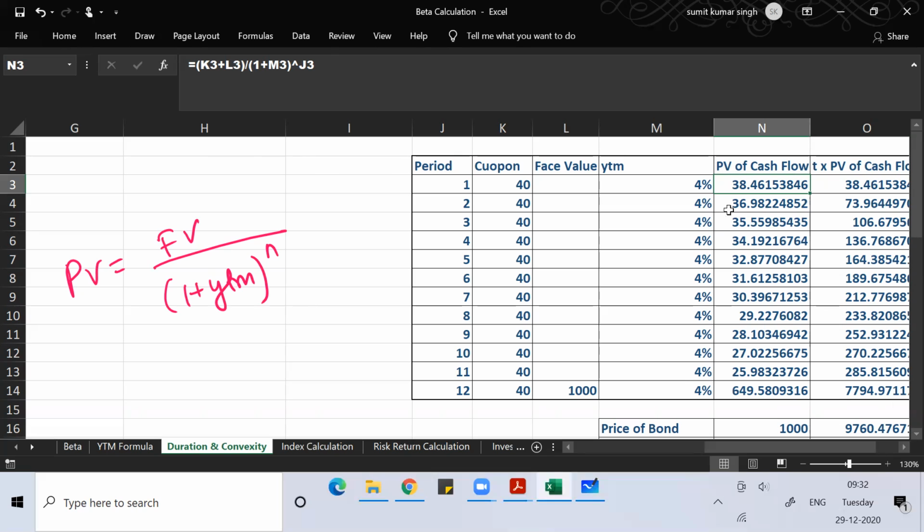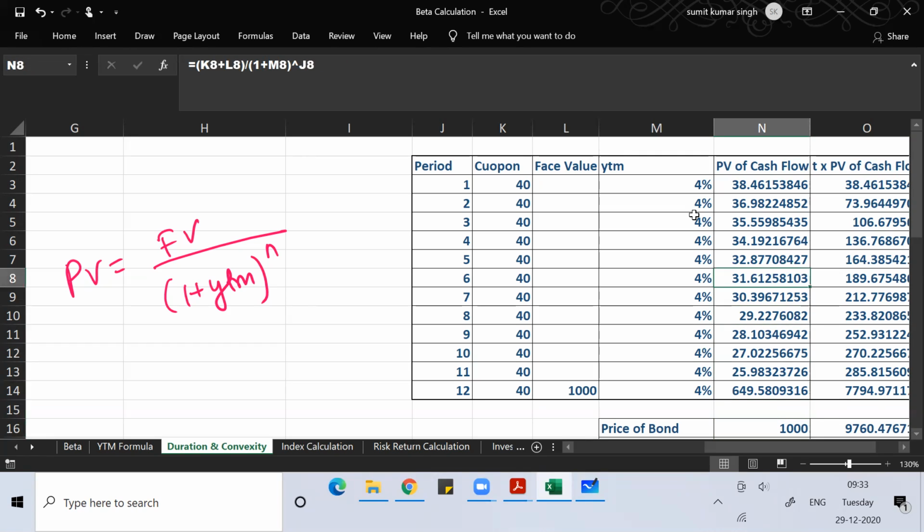If you do the discounting, this would be the present value of 40 rupees after every period. So you can find the present value of these cash flows. These cash flows are basically your coupon value, which you're receiving at the end of every period, and I'm discounting them and finding the present value. The same thing I did for 40 plus 1,000 rupees on the 12th period. That will come around 649, and the sum total of that is the price of the bond. You know the formula of the price of the bond.